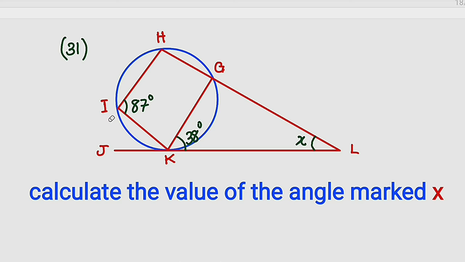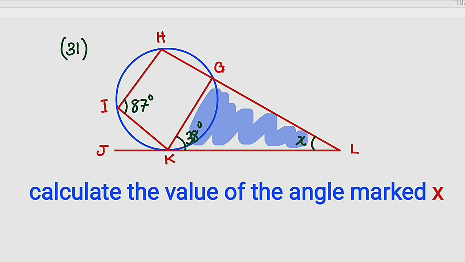We are given a circle here, a cyclic quadrilateral. We have a tangent here. We have an extension here that connects the tangent and point H. We are asked to calculate the angle marked X. Why is it this one exactly? So let's get started. Pay attention to this figure right here.